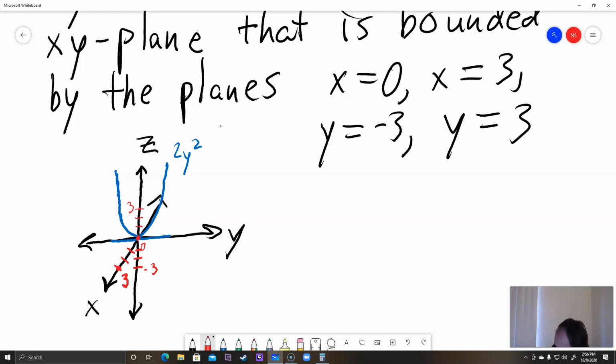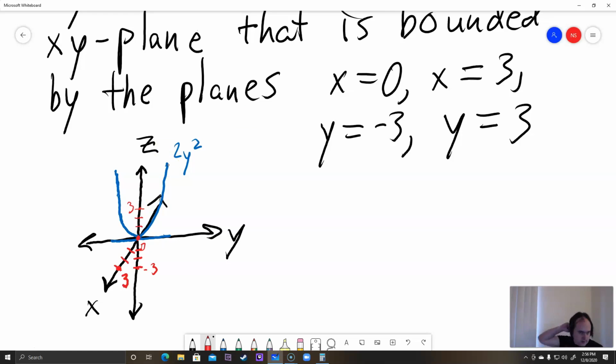Okay, so we're going from here to here. So what's that going to look like? Well, basically, we're just going to have this shape, the z equals 2y squared, but it's going to be a cylinder. And what a cylinder is, it's going to be limited.